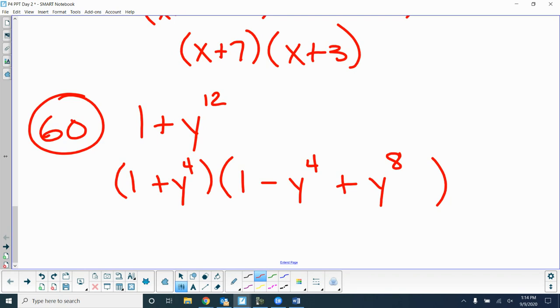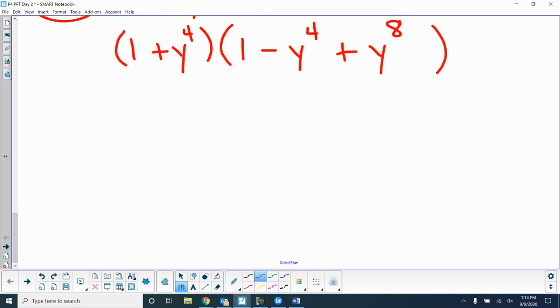65, just a normal grouping problem. It's x minus 1 and ax plus b. 70 I'd like to do for you. So you can see it. It's got a couple steps.